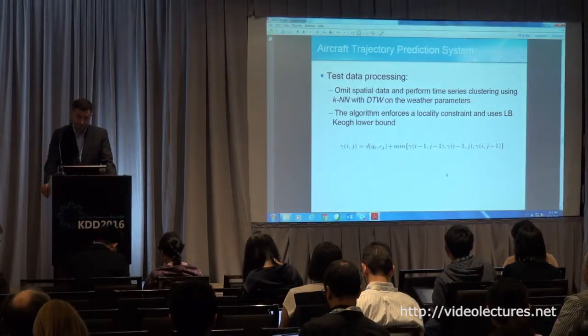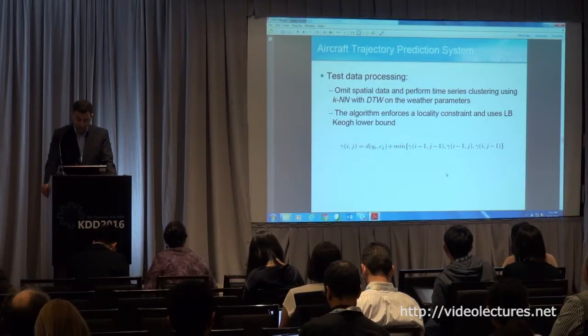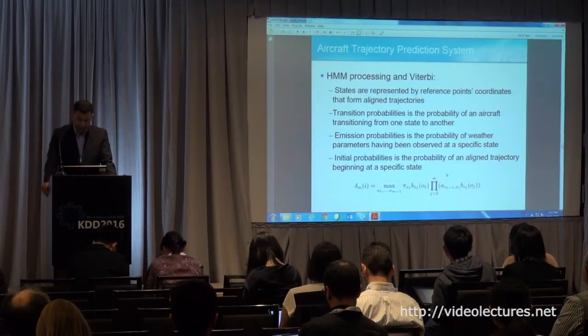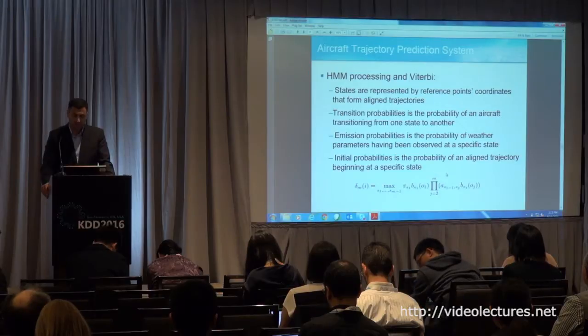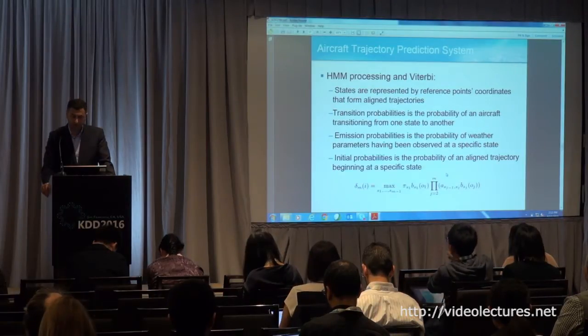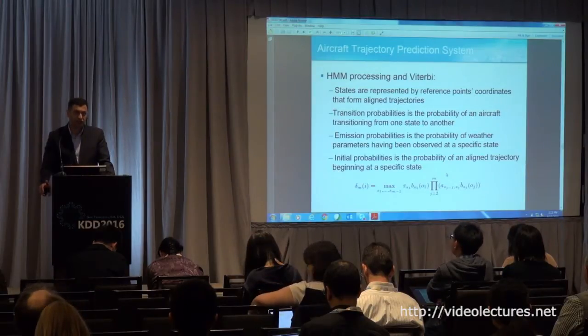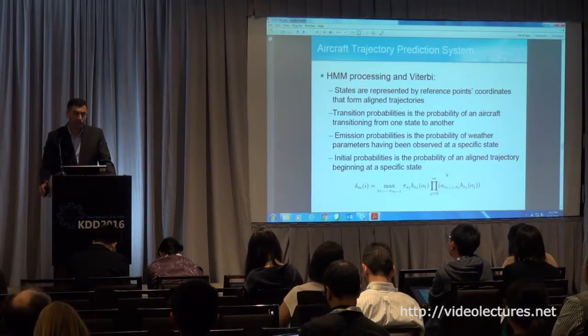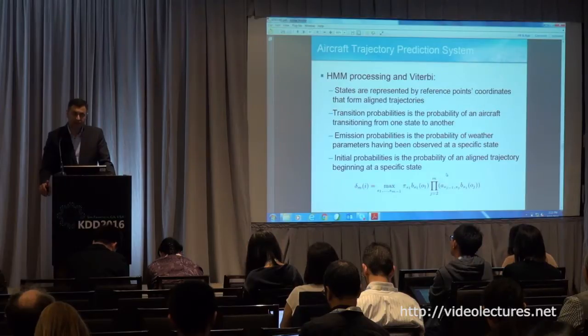And then, by omitting spatial data, we perform time series clustering. We use KNN with DTW on the weather parameters. It enforces a locality constraint, and it uses the LB_Keogh lower bound, which optimizes and speeds it up. And then we feed all these into the Viterbi algorithm. The states here are represented by reference point coordinates, which are part of the aligned trajectories. Transition probability is the probability of an aircraft transitioning from one state to another. And the emission probability is the probability of weather parameters having been observed at a specific state. So we're simply trying to unfold the correlation between the weather observations and the aircraft positions.